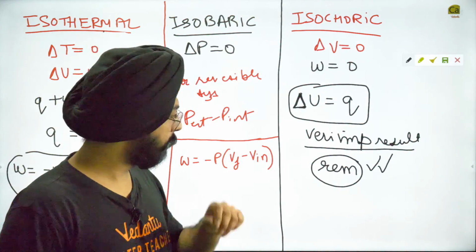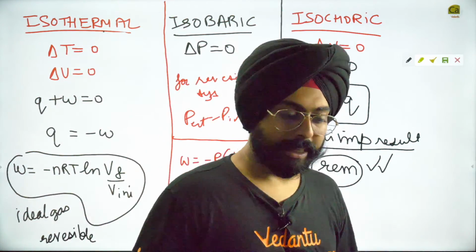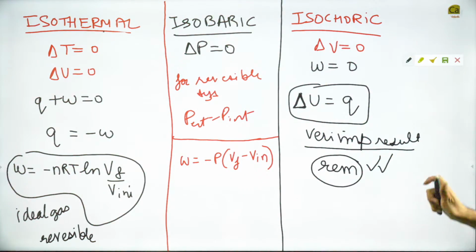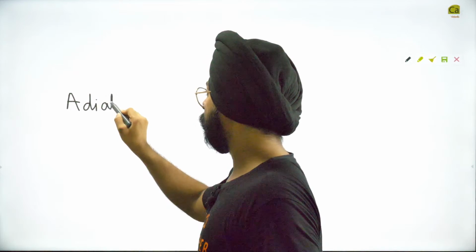All right, fine. And then, my dear friends, there is one more type of process which is new for us. That is what we will discuss a little, and then we'll end today's class. The final process that we have is known as the adiabatic process.